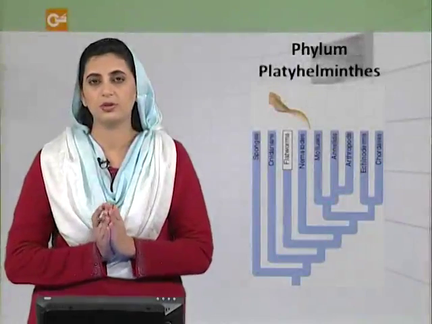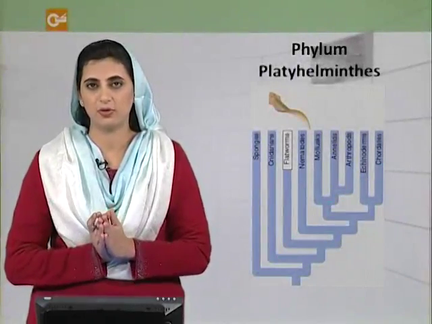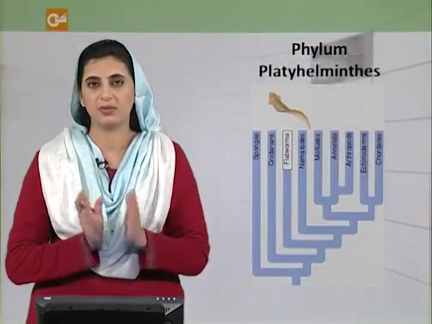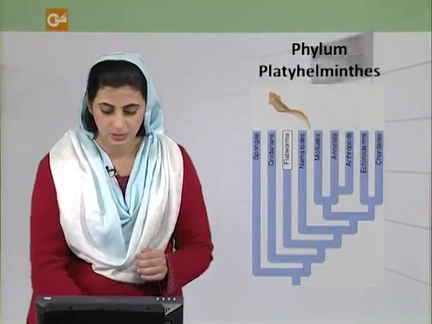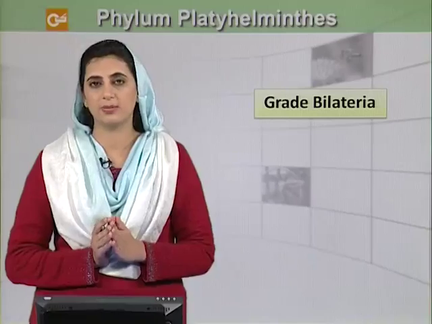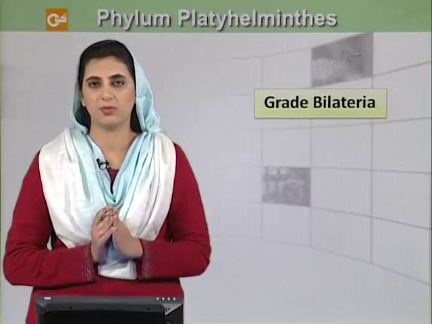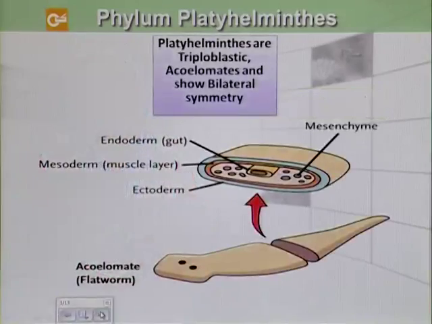In this module, we will study the phylum of flatworms, the phylum Platyhelminthes. They belong to grade Bilateria, meaning thereby they have bilateral symmetry. In addition, they are triploblastic and acoelomate organisms, and they have 3 germ layers during embryonic development. They have ectoderm, mesoderm, and then endoderm.